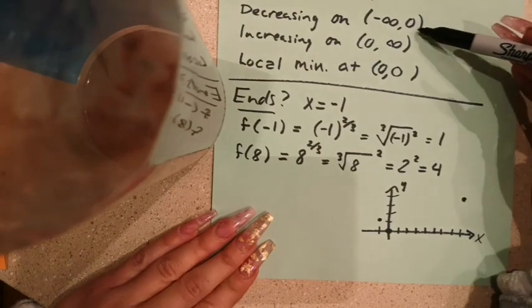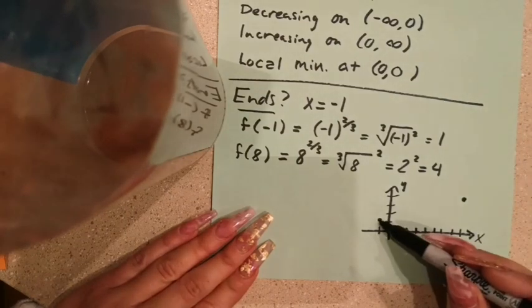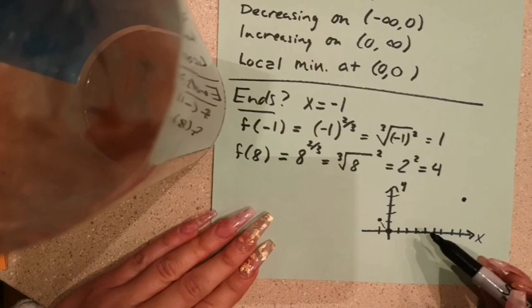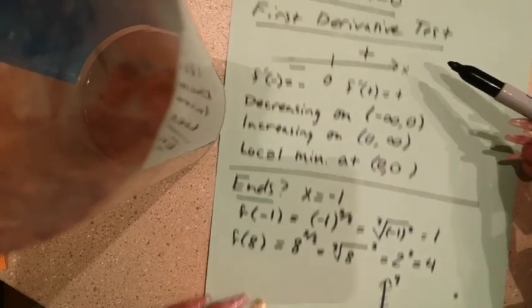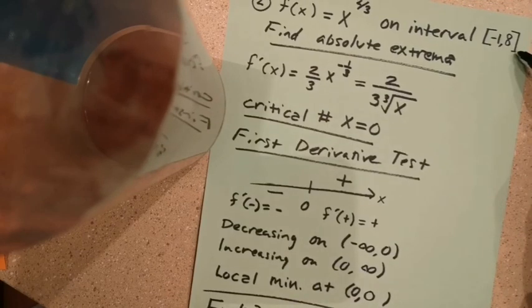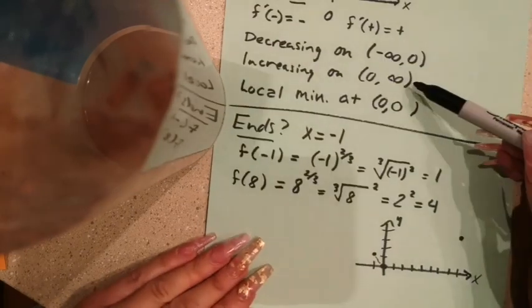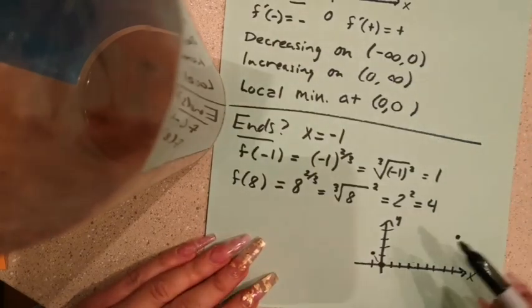Let's see, where were we? To 0, right? So decreasing, decreasing. And then increasing on 0 to infinity, or I guess we're really just looking between -1 and 8. So I would say increasing from 0 to 8.